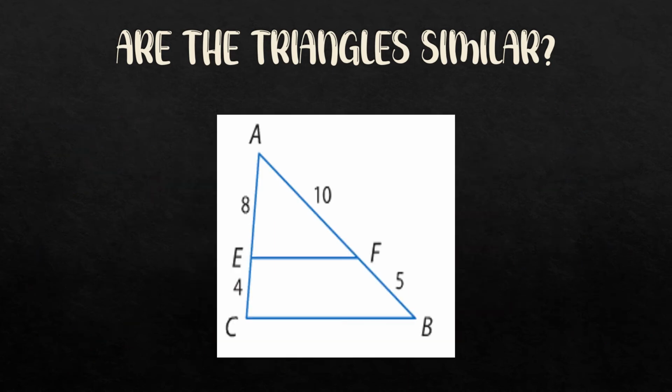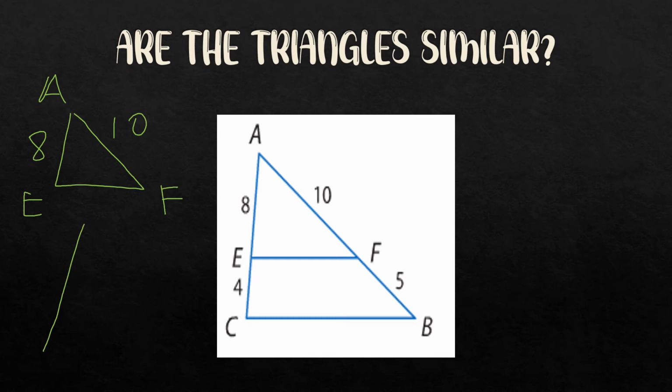All right, and the last picture that we're looking at for similarity is this triangle right here. There are 2 different triangles in it. I would really suggest drawing the triangles out separately. So we have that top triangle, AEF, and we know that AE is 8 and AF is 10. And then we have that whole triangle, ACB. We know that AC is 8 plus 4, which is 12, and AB is 10 plus 5, which is 15.